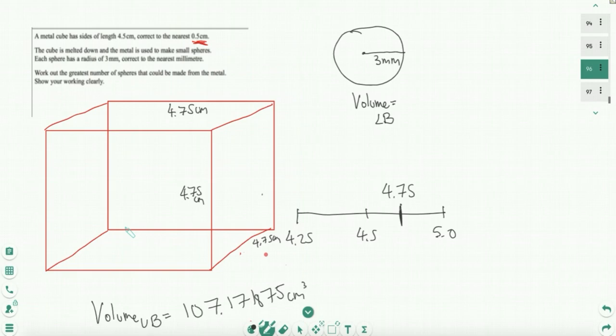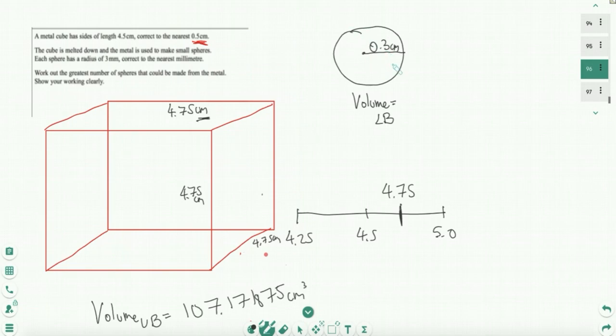Okay? Now we want to find the lower bound of the volume. The first thing I notice is that this is in millimeters. If this is in centimeters, and this is in millimeters, it's going to make our question really difficult. So why don't we turn the millimeters into centimeters? 3 millimeters is actually 0.3 centimeters. We just divide it by 10. So there's 10 millimeters in 1 centimeter.